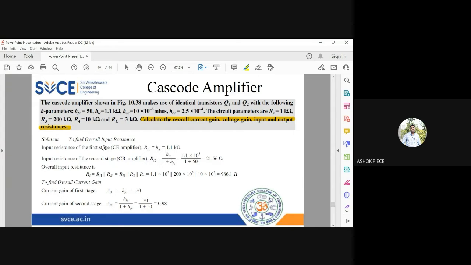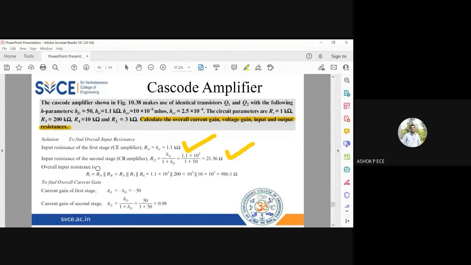Input impedance of first stage is common emitter amplifier, which will have HIE value. So HIE is 1.1K. And the second stage, you know, Ri2 is HIE by 1 plus HFE, so it is 21.56 ohms. So overall input impedance means everything is in parallel.